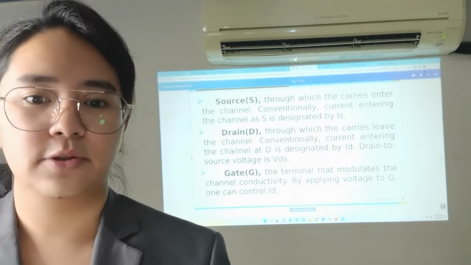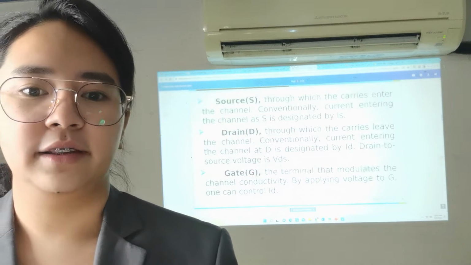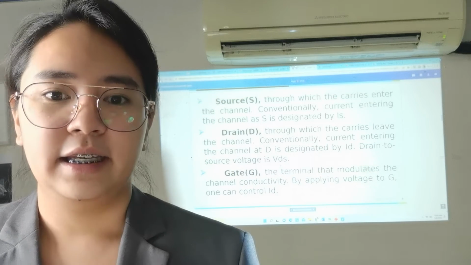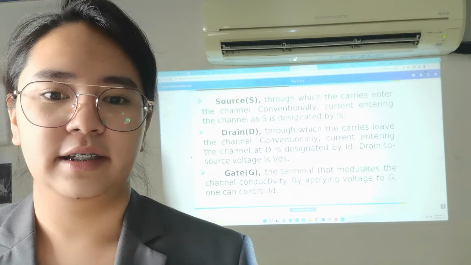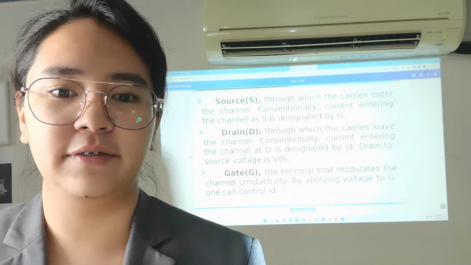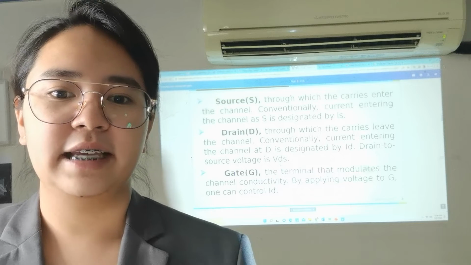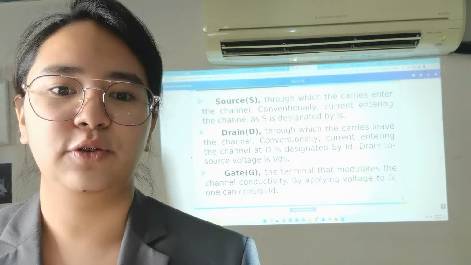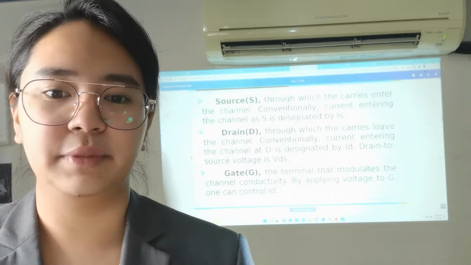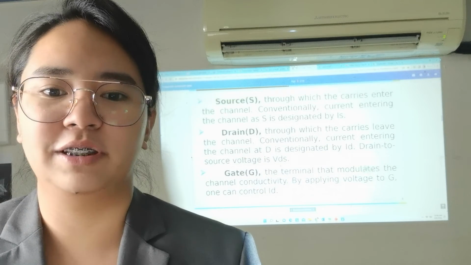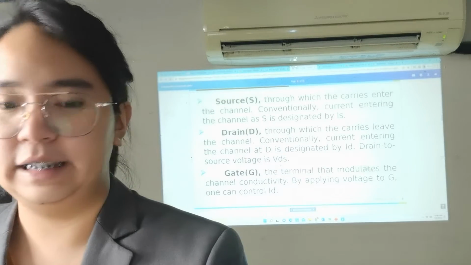The source is the terminal through which the carriers enter the channel. Conventionally, current entering the channel at S is designated by IS. The drain is the terminal through which the carriers leave the channel. Conventionally, current leaving the channel at D is designated by ID. Drain to source voltage is VDS. The gate is the terminal that modulates the channel conductivity. By applying voltage to G, one can control ID.